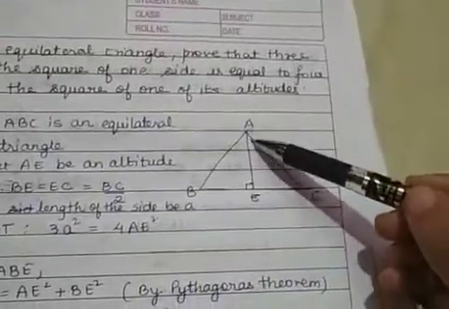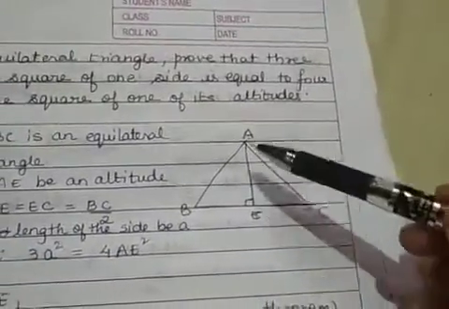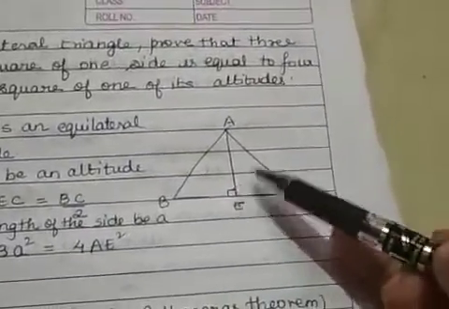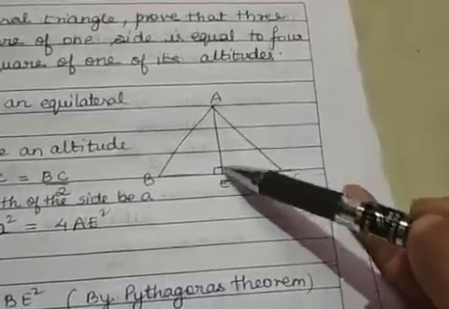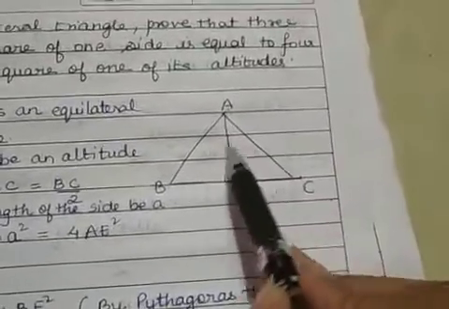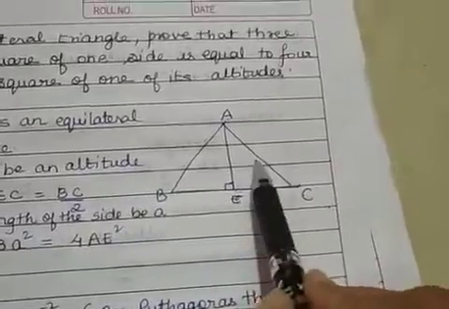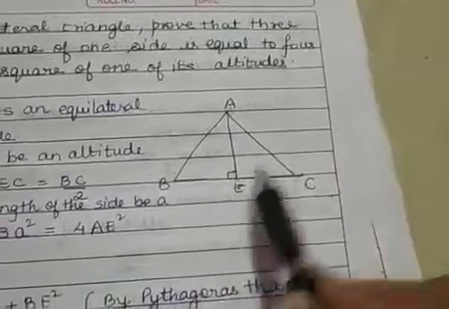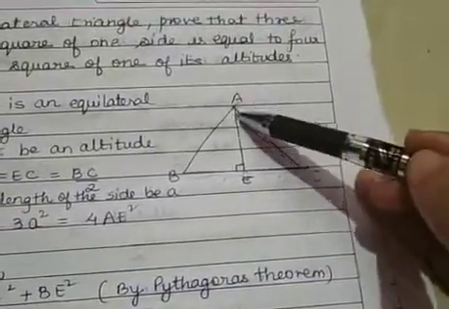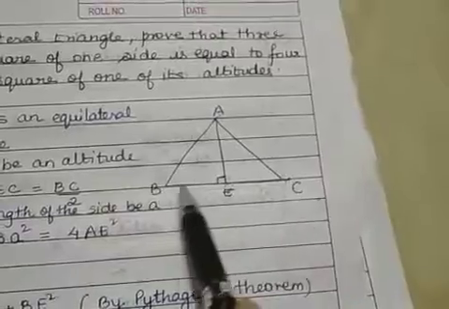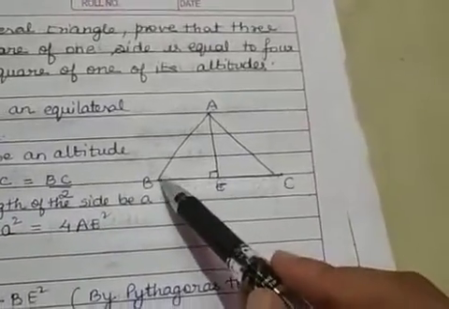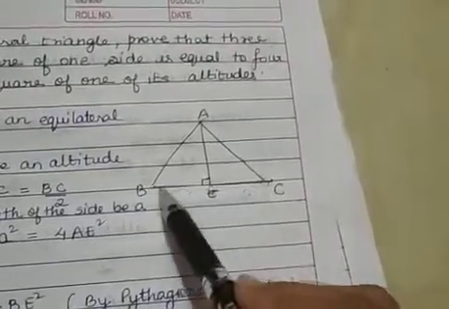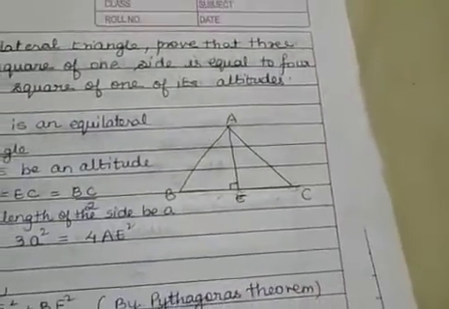So let us take one of the altitudes, AE. If AE is the altitude, you know that in an equilateral triangle, the altitude divides the triangle into 2 congruent parts. So if these 2 parts are congruent, this side will be equal to this side. So as a result of this, in an equilateral triangle, the altitude bisects the opposite side. So we have here BE equal to half of BC, also EC equal to half of BC. Okay, so that is the thing.